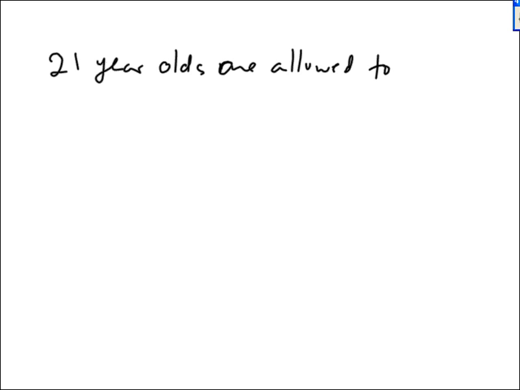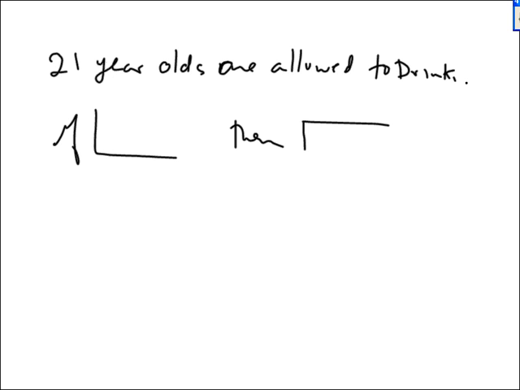All right, let's see another problem. How about we write things in if-then forms? Suppose 21-year-olds are allowed to drink alcohol, are allowed to drink. So, if what, then what?